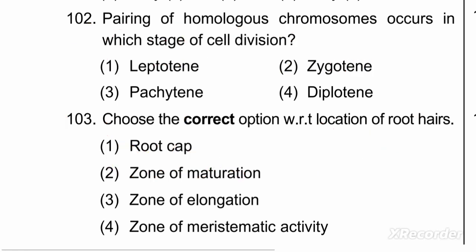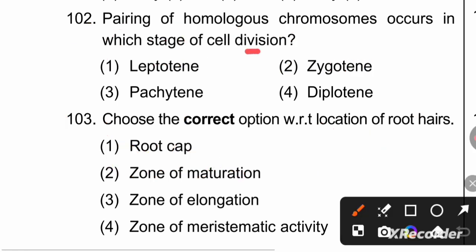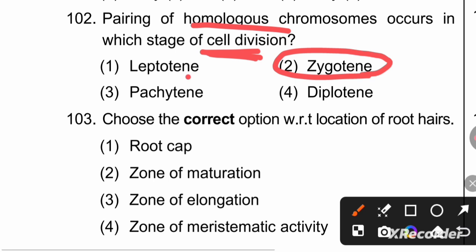Pairing of homologous chromosomes occurs in which stage of cell division? Children, guess the answer. The answer is zygotene. Whereas in leptotene there is a condensation of chromosome, in pachytene there is a crossing over of homologous chromosomes, and in diplotene there is a separation of homologous chromosomes. Let us go to the next question.